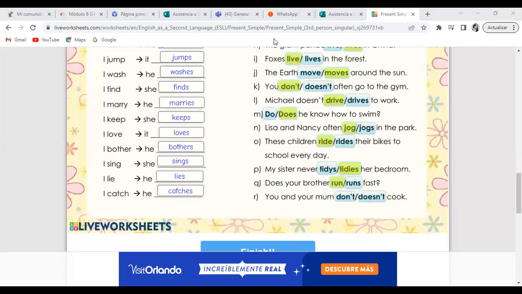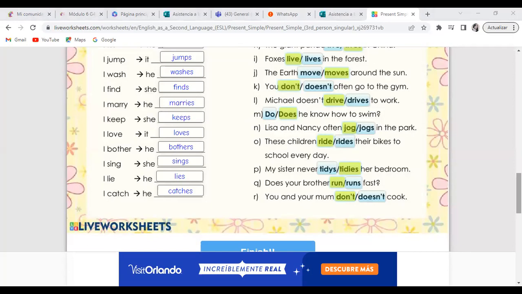You and your mom don't, because we are talking about you and your mom. Estamos hablando de ti y de tu mamá. Entonces somos dos personas. Don't, yes. Very good. Rosario and Arlette.